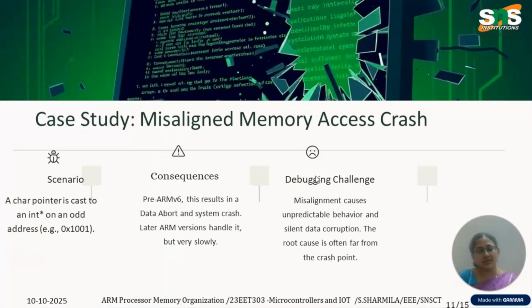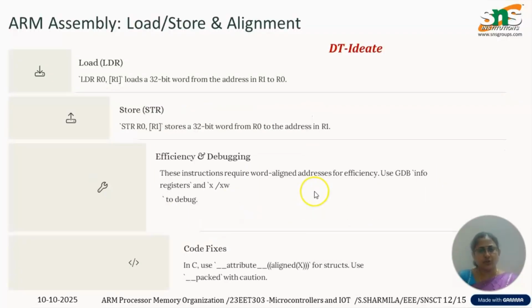Consider a case study: misaligned memory access crash. Consider casting a character pointer to an integer pointer on an odd address. In older ARM chips, this caused an immediate crash, a data abort. Even on modern cores that handle it, the performance cost is severe, and debugging the resulting data corruption can be a nightmare.